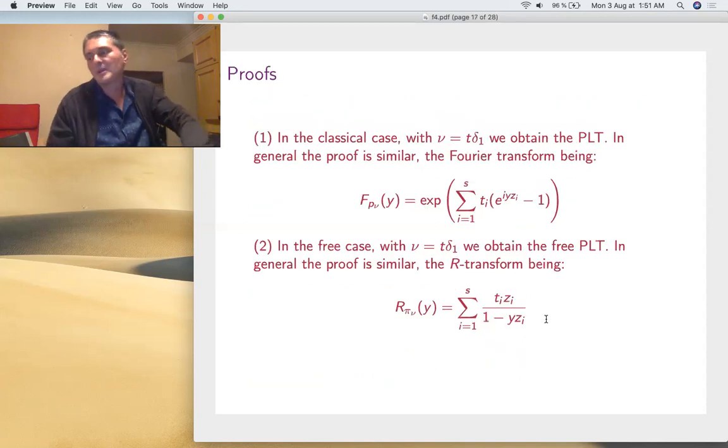Now, how do the proofs go? In the classical case, it's basically the proof of the PLT, which appears like this. But now I have to take linear combinations of guys like this. So it's similar, you get some combinations there. And the Fourier transform on both sides is something like this. It's exactly what we had for the PLT, but it's a sum now. In the free case, it's really similar. It's the proof of the free PLT, so let's go back to it.